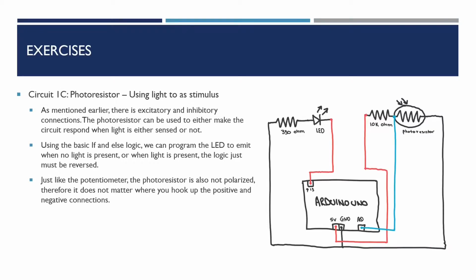So in the next exercise, we went over photoresistors. Using light as stimulus, as I mentioned before, this would be the excitatory or inhibitory connections. The photoresistor can be used to make a circuit respond in the presence or absence of light. Using a very basic if-else logic, we can program an LED to emit when there's no light.